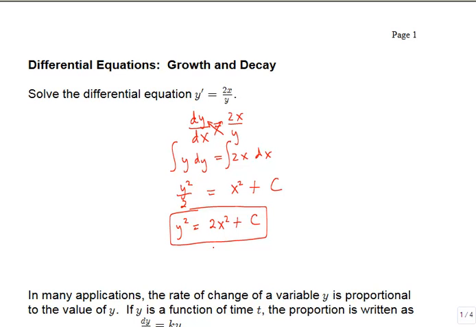So if I were to take the derivative of this equation with respect to x, the formula that I would end up with for that derivative would be 2x over y. Okay, so this is a family of curves.